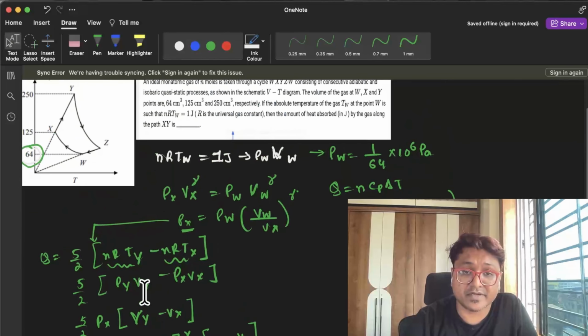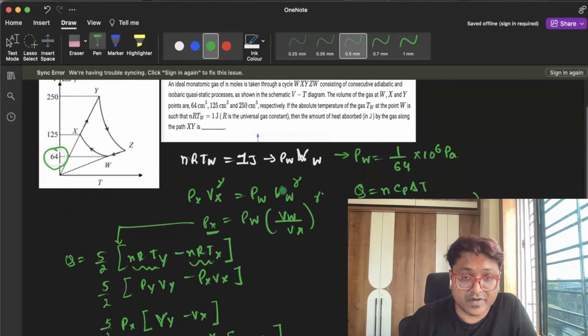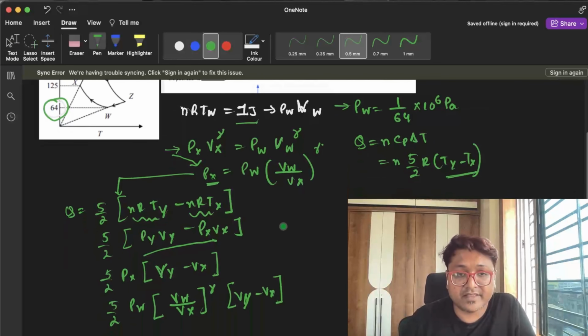The main process to understand here is that we have used 3 understandings. First, the given value. From there, we found the pressure at the W point. The moment we found that, we know that W and X are part of an adiabatic process. From that, we found the pressure at the X point. Now they have asked about the heat, so nCp delta T, with Ty and Tx, for the XY process. The heat change will be between the Y and X points. While writing that, you just interchange using the ideal gas law: the RT is interchanged as PV. After that, the very important part is that Px is used here, and then the question is very straightforward.